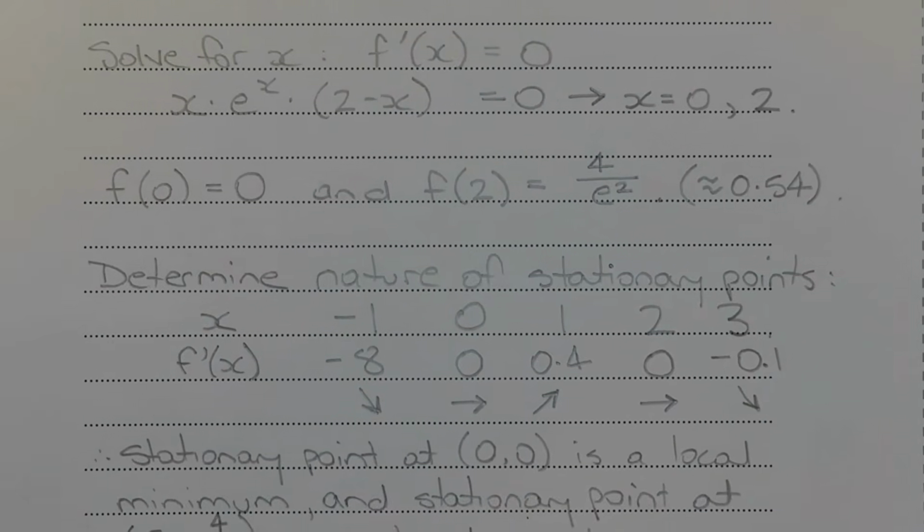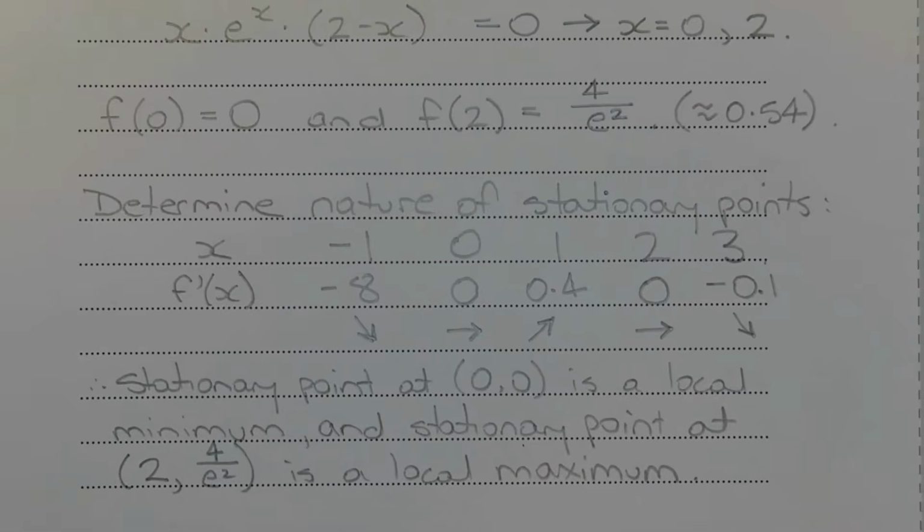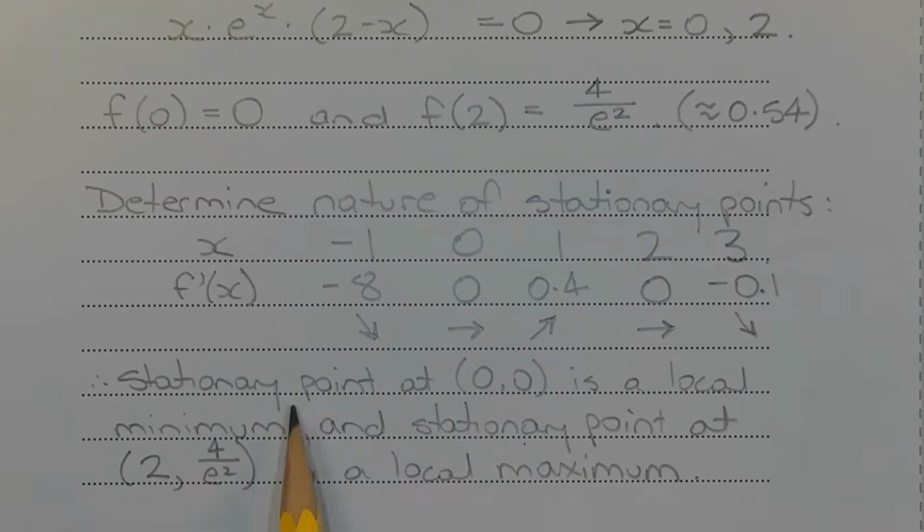So from that table of gradients, we can conclude that the stationary point at 0, 0 is a local minimum, and the stationary point at 2, 4 over e squared is a local maximum.